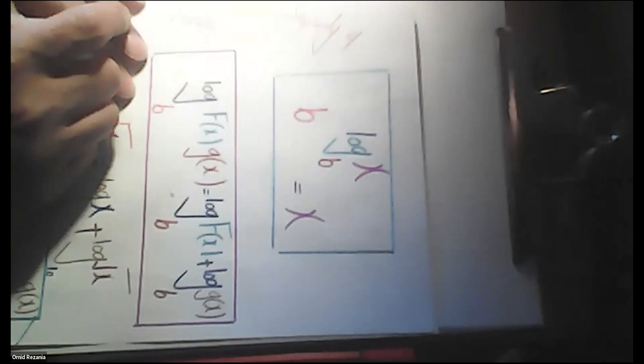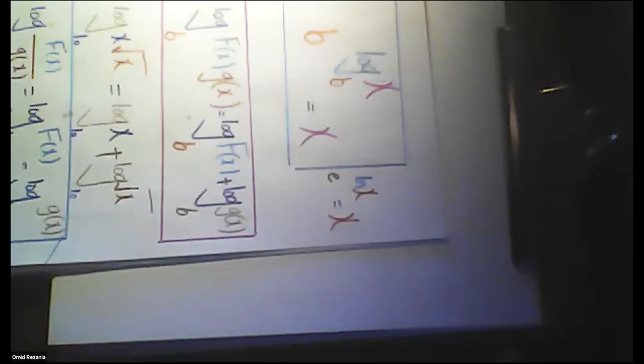For property 4, we said that if we have a base, then the exponent is a log function, so log base b of x, or f of x, becomes x. Then you can simply write the same thing for e: e to the exponent ln of x becomes x. You see that, guys? I'm adapting those properties which you have learned before with these notations of the ln.